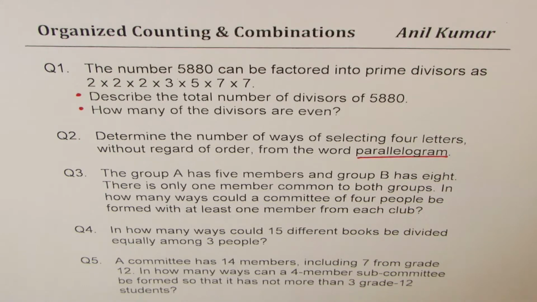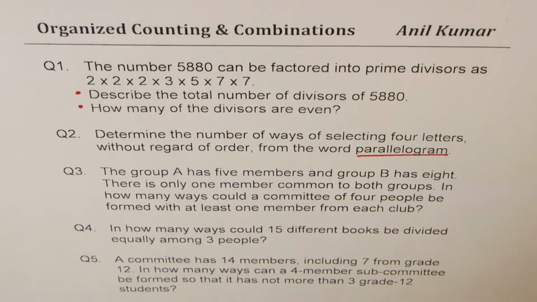And question number 5 here is, a committee has 14 members, including 7 from grade 12. In how many ways can a 4-member subcommittee be formed so that it has not more than 3 grade 12 students? So these are 5 questions for you.